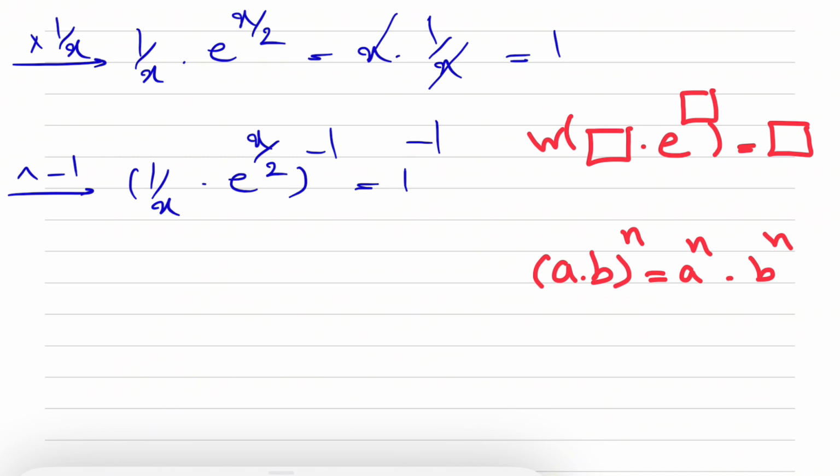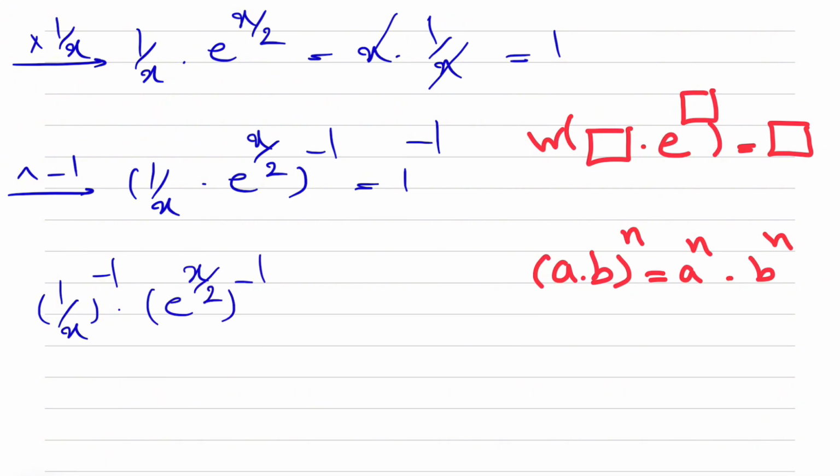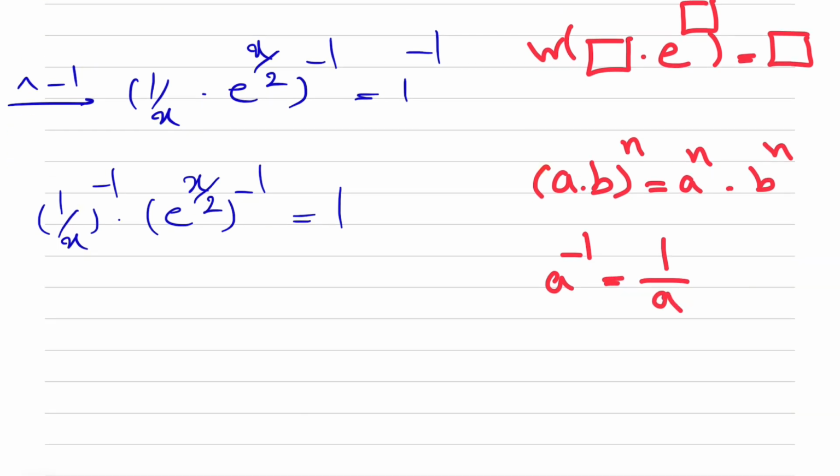So in here we have 1 over x to the power of minus 1 times e to the power of x over 2 to the power of minus 1 is equal to 1. And we know a to the power of minus 1 is equal to 1 over a. So 1 over x is basically x to the power of minus 1. And this will be to the power of minus 1 again. And here we can use our laws of exponent that we discussed earlier. So we're going to multiply these two.